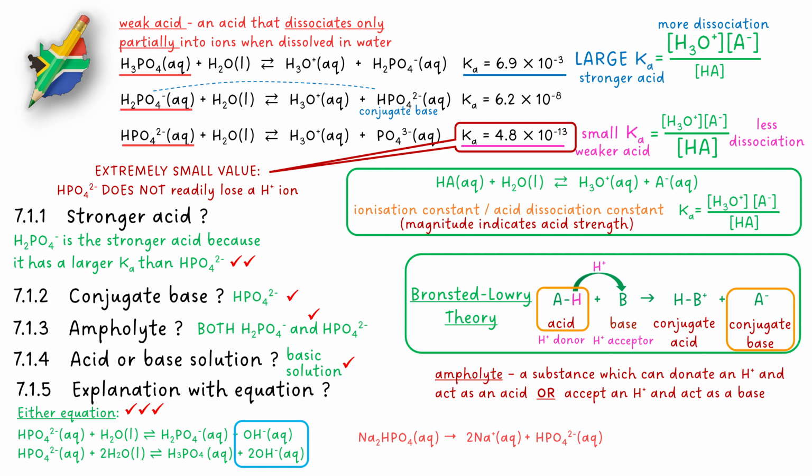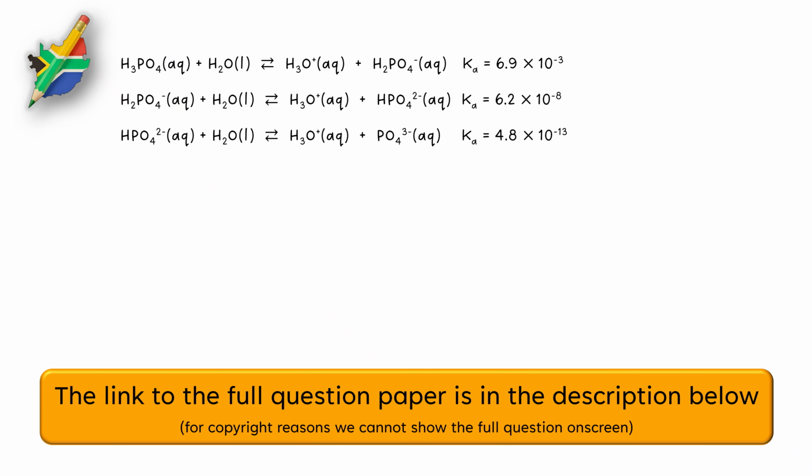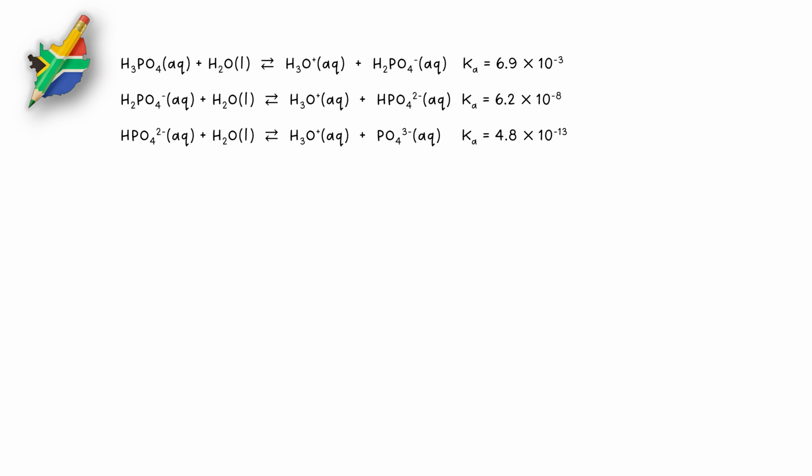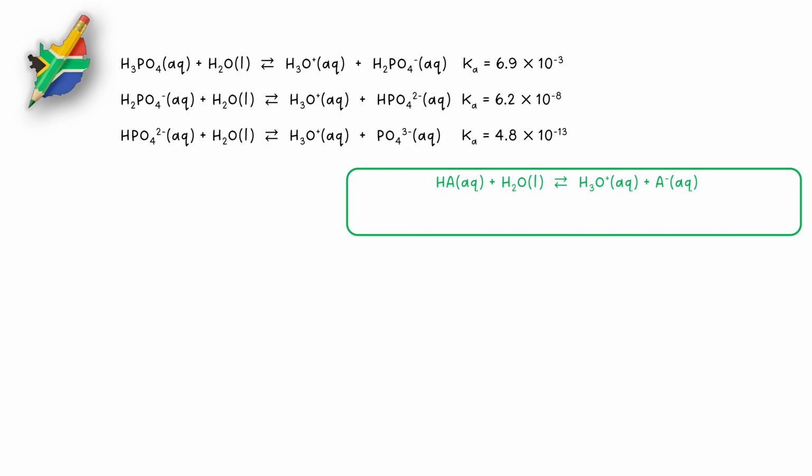Question 7.1. We are given three equations. In each, the first substance reacts with water to form hydronium ions and an anion, which is a negatively charged ion. Each equation has this general form. We are also given Ka values for each. Ka is the ionization or acid dissociation constant.